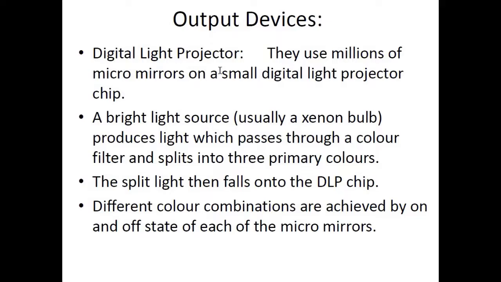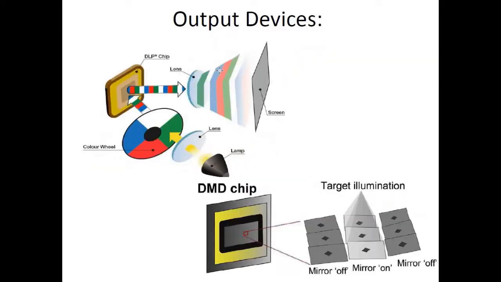Digital light projectors or DLPs, they use millions of micromirrors which are aligned on a small DLP chip, and a bright light source, usually a xenon lamp, is used to produce light which passes through a color filter and splits into 3 primary colors. The split light then falls onto the DLP chip. Different color combinations are achieved by on and off state of each of the micromirrors.